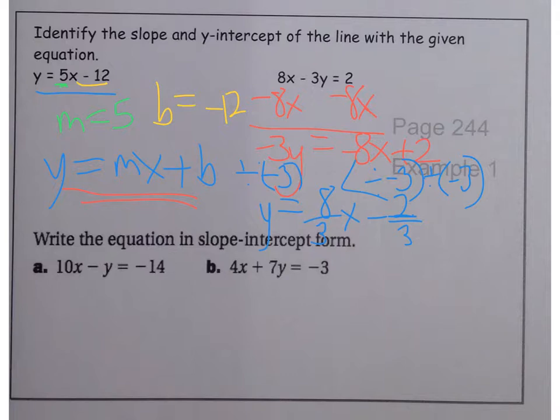So now I've got this format that's correct. I've got my slope, because it looks like this. It's in slope-intercept form. My slope is going to be 8/3. This is really the hardest part of this line form. And the y-intercept is negative 2/3. So the b part is negative 2/3.